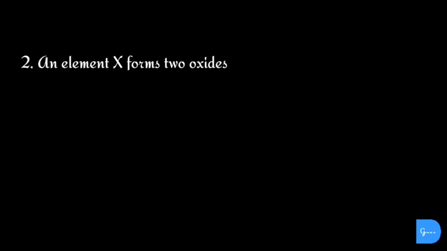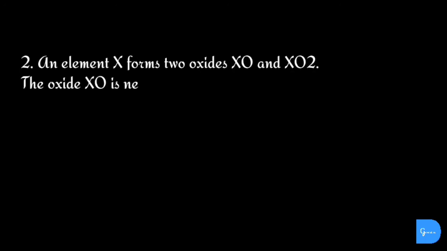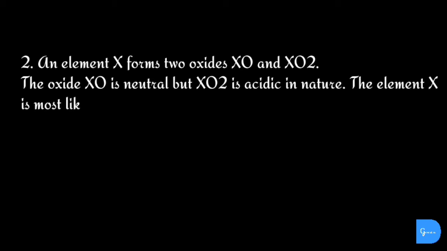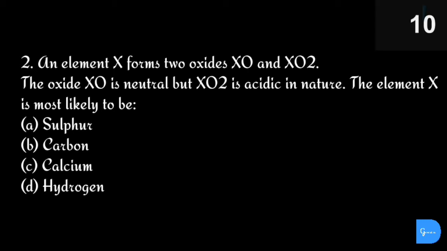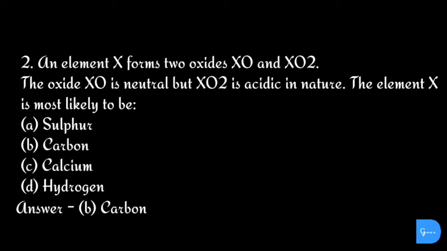Question number 2. An element X forms two oxides, XO and XO2. The oxide XO is neutral but XO2 is acidic in nature. The element X is most likely to be option A. Sulfur, B. Carbon, C. Calcium, D. Hydrogen. The correct answer is option B.